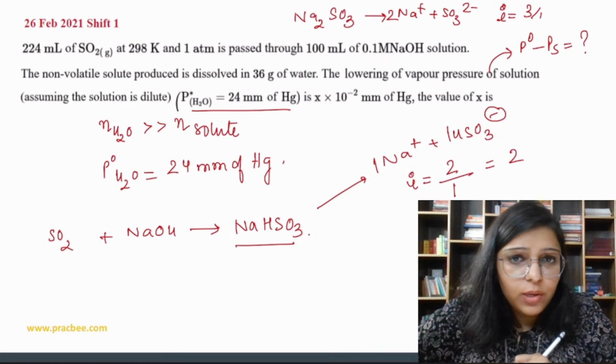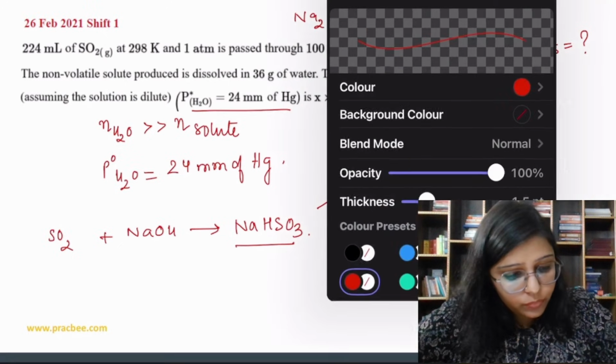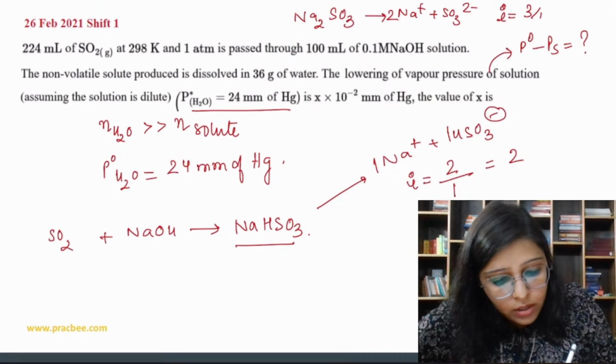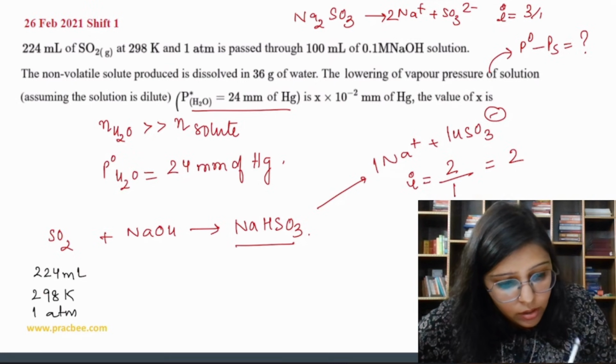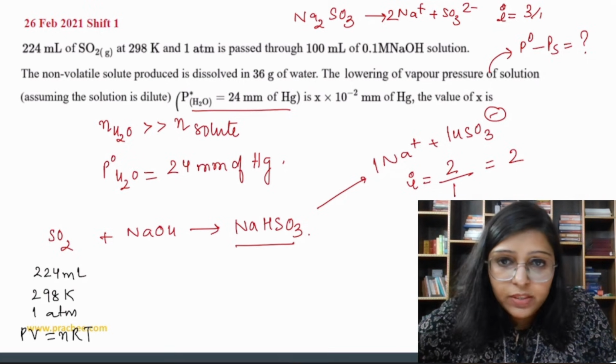So SO2 plus NaOH gives NaHSO3. So what happens over here? Here we have 2.4 ml, temperature 298 Kelvin, pressure 1 atm. So we can use PV = nRT to find out the number of moles.